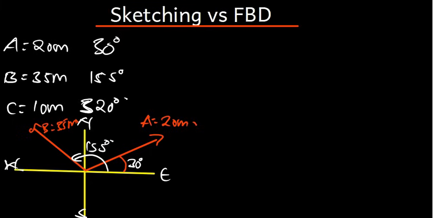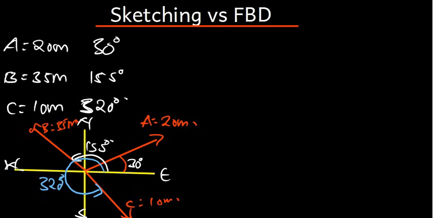Vector C is 320 degrees. So 320 is found in the fourth quadrant. So I'm going to go there in the fourth quadrant and say this is my vector C, which is 10 meters. We know that the angle is supposed to come from the positive x-axis, and all the way until it touches the vector. So that is going to be our angle, which is 320 degrees.